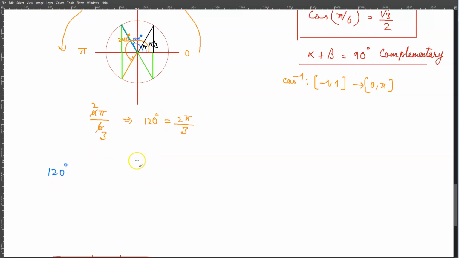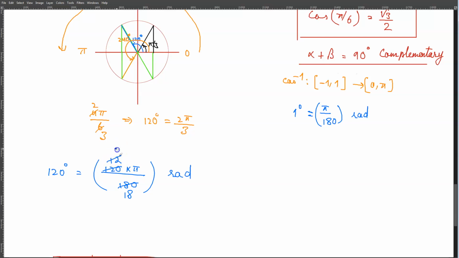Now I know, based on the formulas that we talked about, that 1 degree is the same thing as pi divided by 180 in radians, right? So if 1 degree is equal to so many radians, 120 degrees would be 120 times so many radians. So that's the same thing as 120 times pi divided by 180 in radians. And so I'll get 12 divided by 6, I'll get 2, divided by 6, I'll get 3. And that's the same thing as 2 pi by 3 radians, right? Which is the same thing I've written over here.